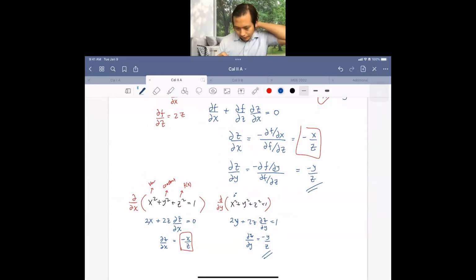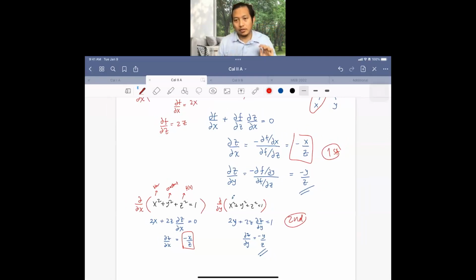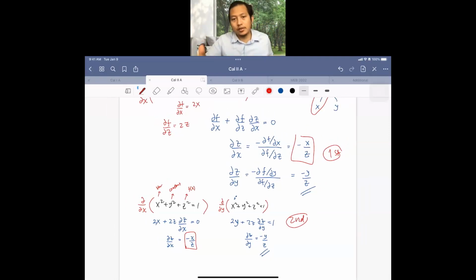So this is one method, and this is another method. Both methods are correct. It depends on your preference, and as long as you are consistent in using the method, it should not be a problem at all.